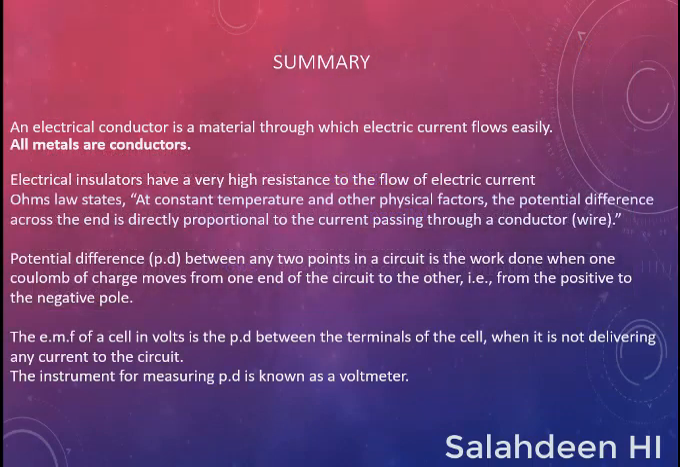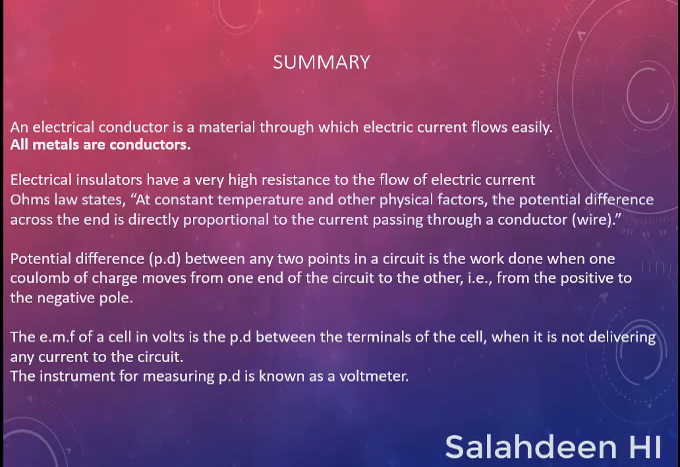Summary. An electrical conductor is a material through which electric current flows easily. All metals are conductors. Electrical insulators have a very high resistance to the flow of current. Ohm's law states that at constant temperature and other physical factors, the potential difference across a conductor is directly proportional to the current passing through it, that is the wire.